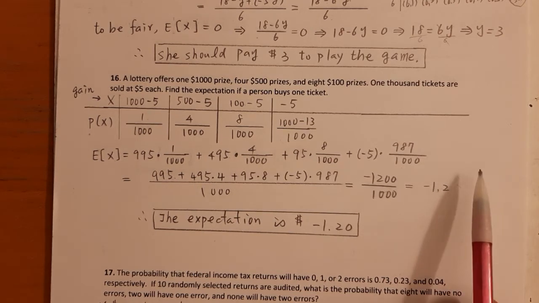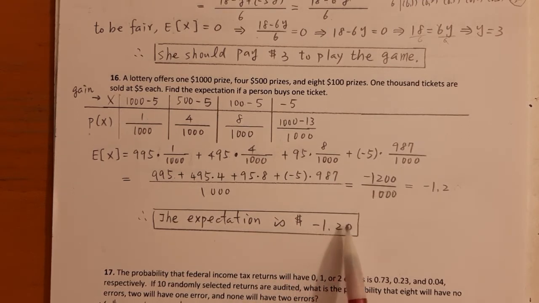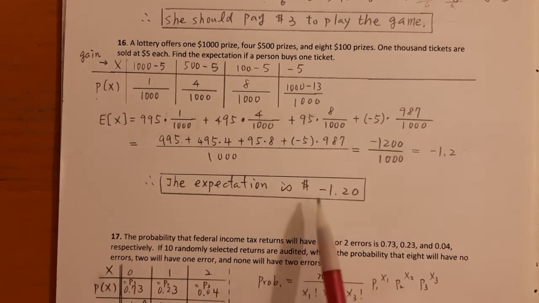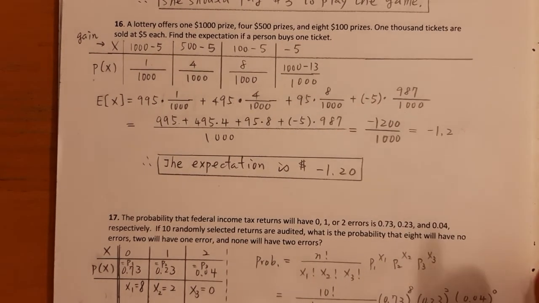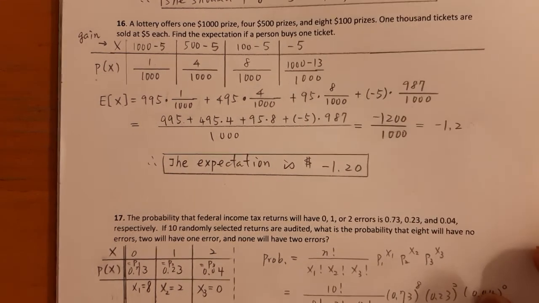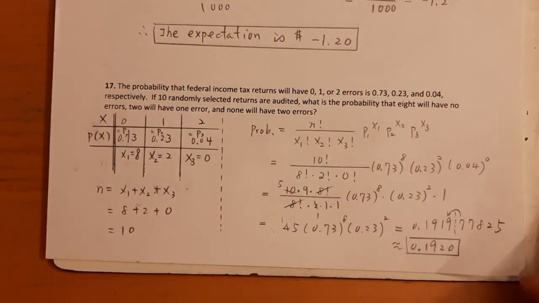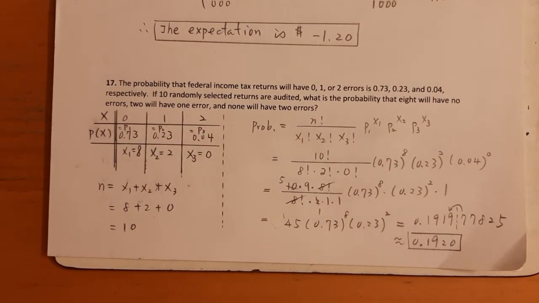And you can put 0, it is the same. So the expected value is -$1.20. If the expected value is negative, this game is not in favor of the player. Your expected value is negative. It's not in favor of the players.